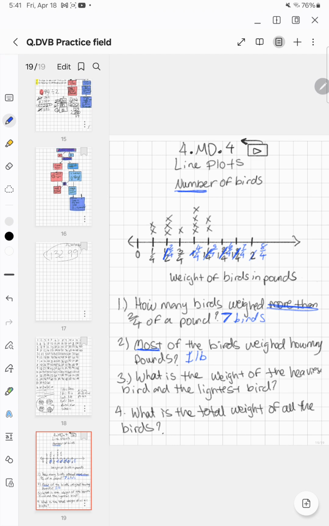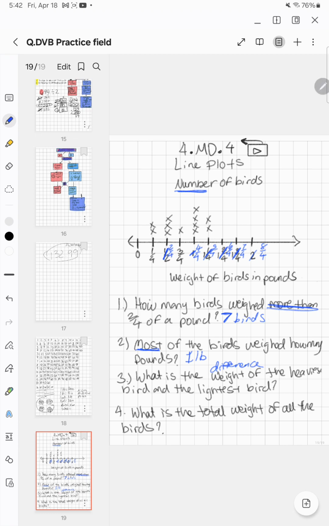Now, I'm going to go to question 3. And the reason why I say this is because this is the only one that had the most. What is the weight of the heaviest bird? So what is the difference? What is the difference of the heaviest bird and the lightest bird?